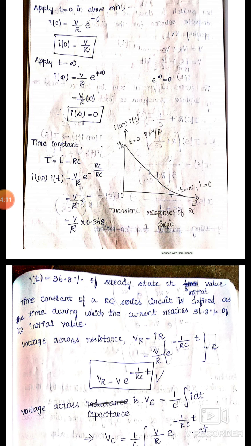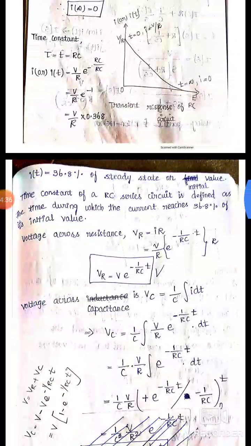So the time constant of the RC circuit is defined as the time during which the current reaches 36.8% of its initial value. Initially the value is maximum. Now, after the time constant, the value reaches a lower value.